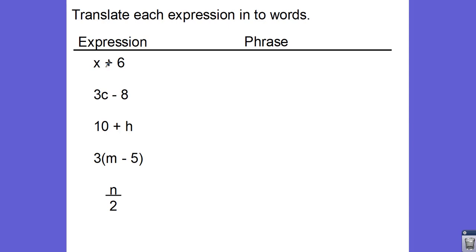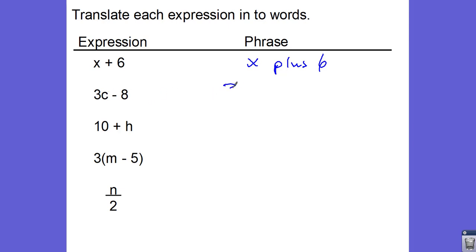Take, for example, this first one. We've got an X, we've got a plus, and we've got a 6. So you'd write that as X plus 6. Now, are there other ways of writing that? Yes. 6 more than X, the sum of X and 6, all those are correct, but it's easier just to say it exactly as you see it. Like this next one.